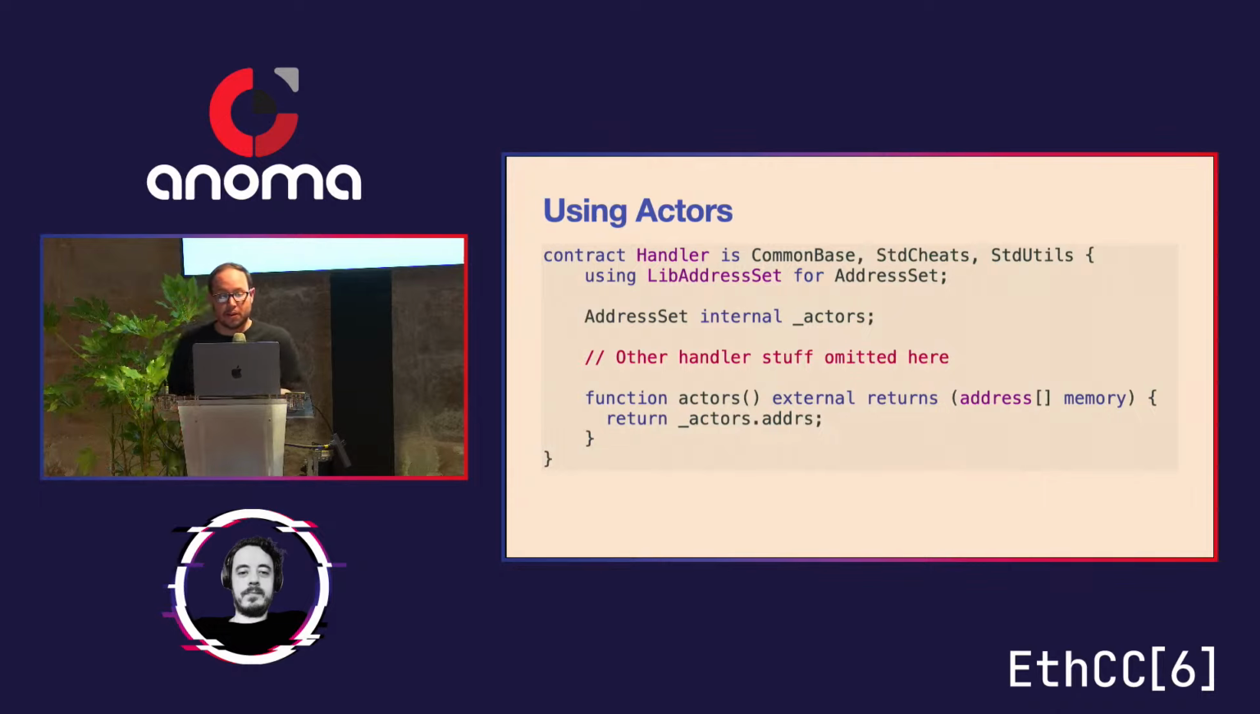OK, let's use this set and the library in our handler. So we'll create this set struct as a state variable. We'll use this Solidity using syntax to attach the behavior from the library. And then we're going to add a view function to our handler here, which exposes all the known actor addresses.